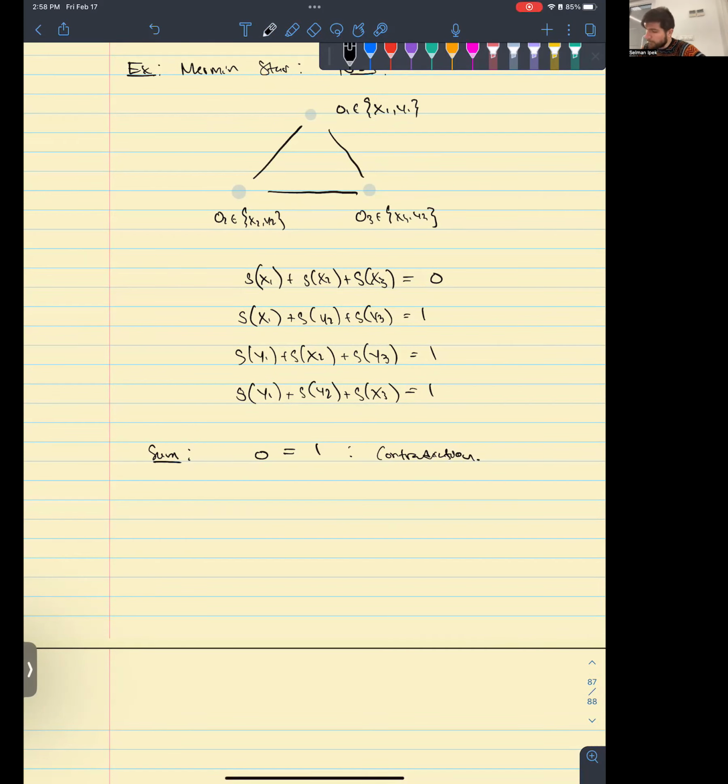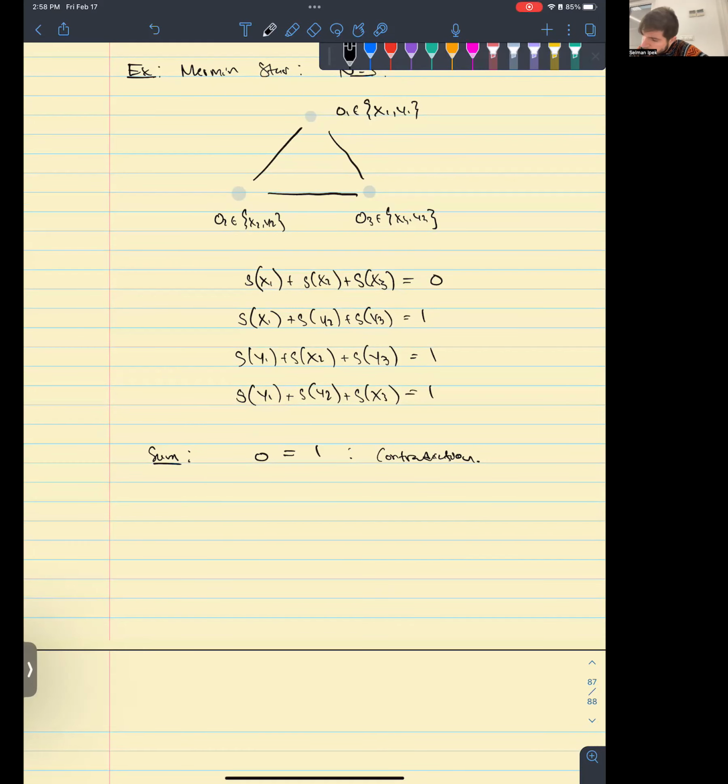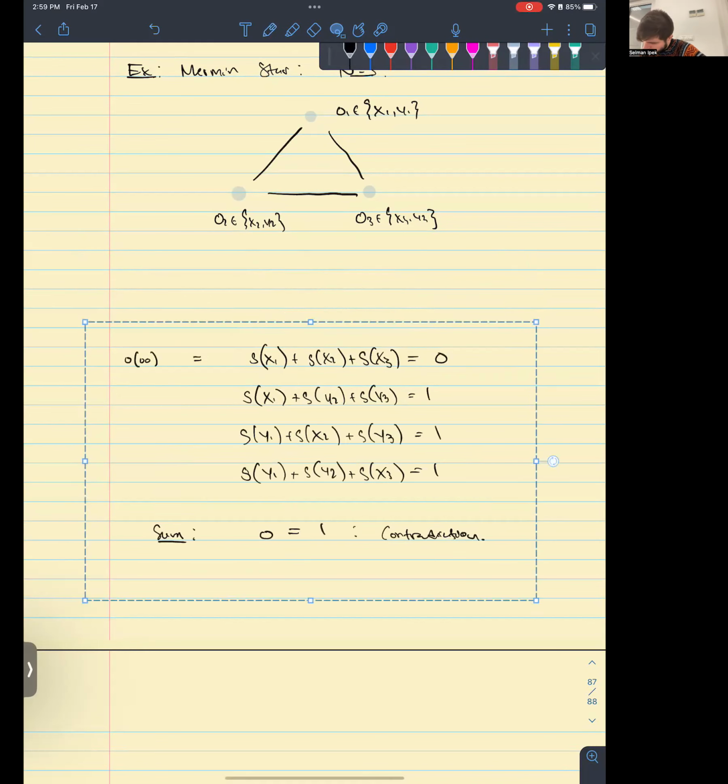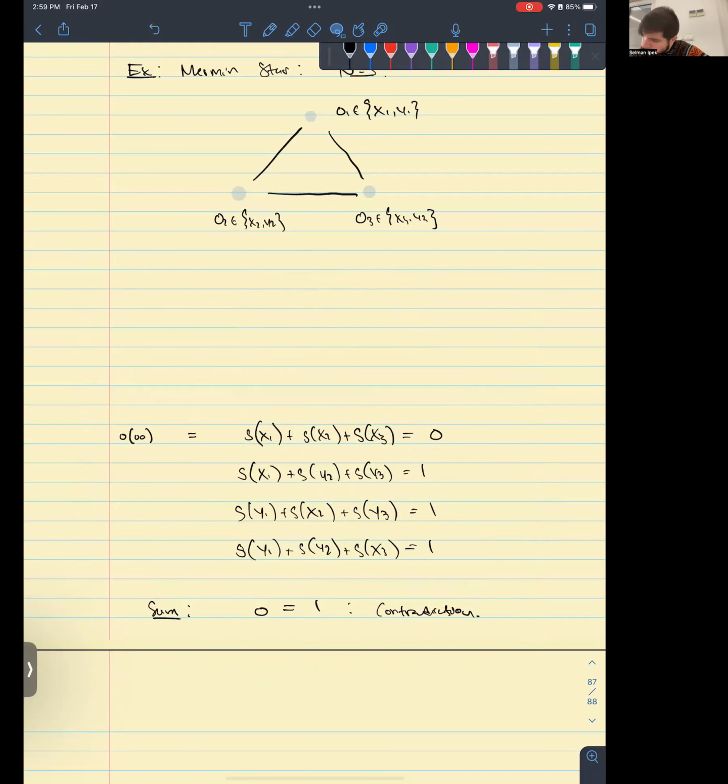But we also know the following: what is the function that's being computed here? We have something like the following. This is O of (0, 0), so O of (0, 0) is equal to this. Where is this coming from? Actually, let's be a little bit more precise here.